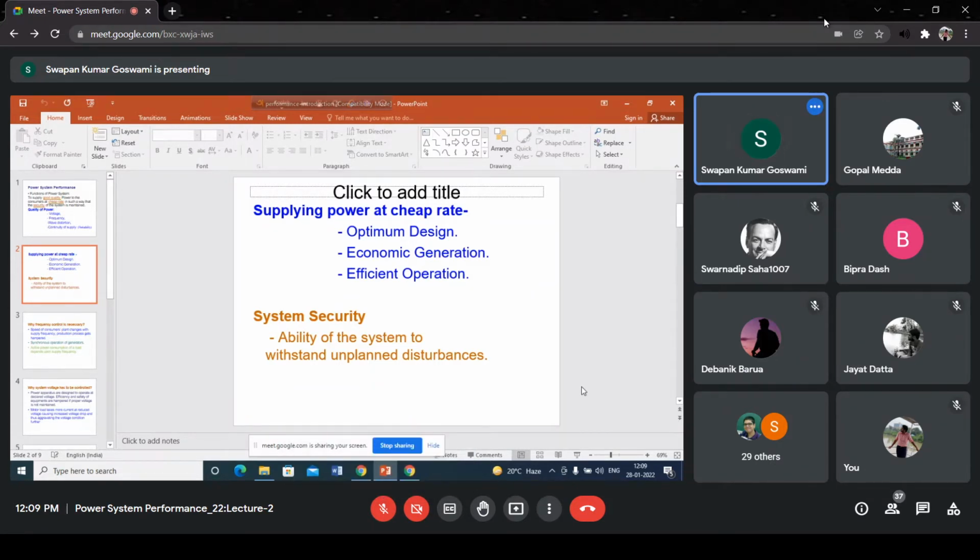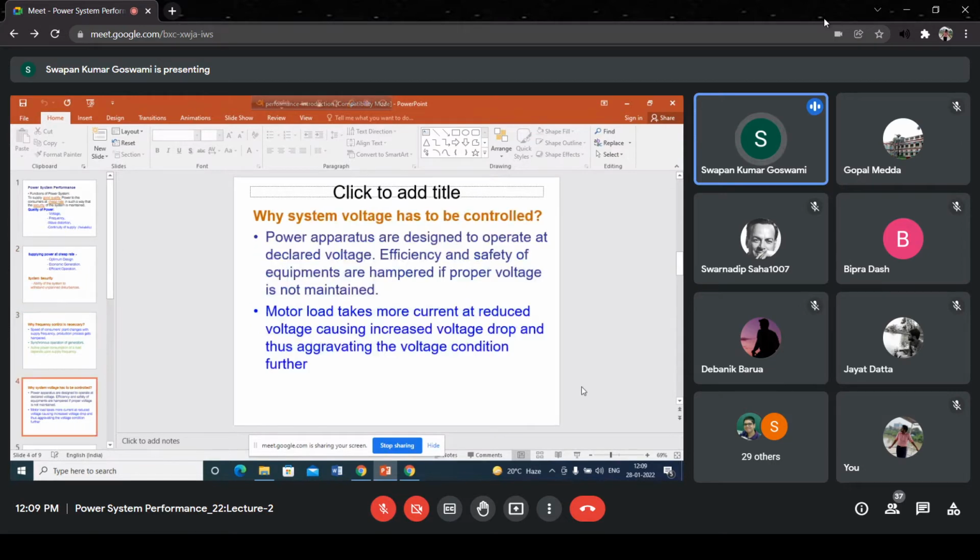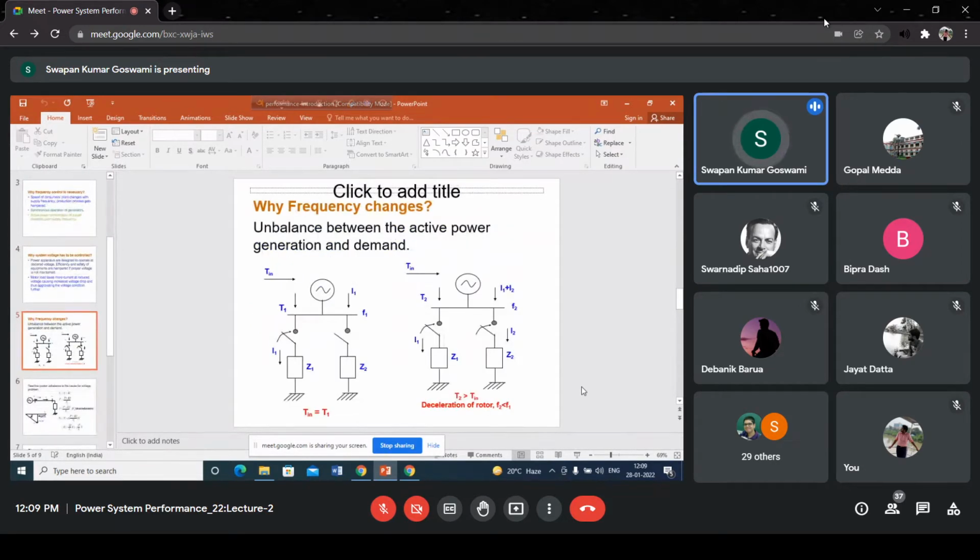So now for today's content, this was discussed: why frequency changes. The main reason is the unbalance between the active power input and active power output of the generator. I've explained, I hope you could also follow this. And if you have any question in mind, anybody, please ask me. I shall try to explain it.